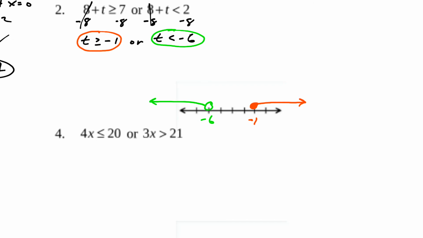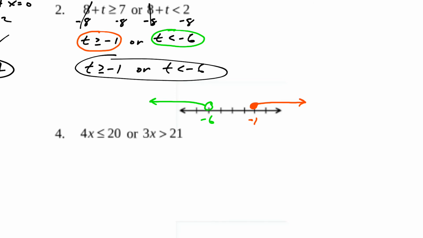I guess I could rewrite it if you want me to. So our final answer for this one is t can be greater than or equal to -1, or t can be less than -6. So that actually is my solution to this one. Any of those t values, anywhere that the number line is shaded in.